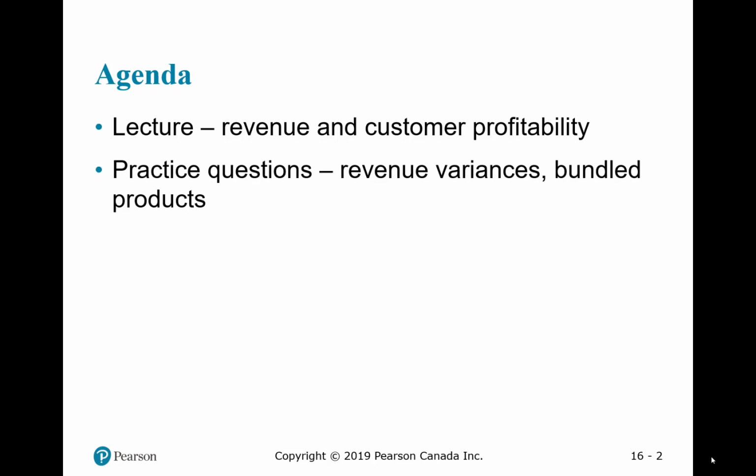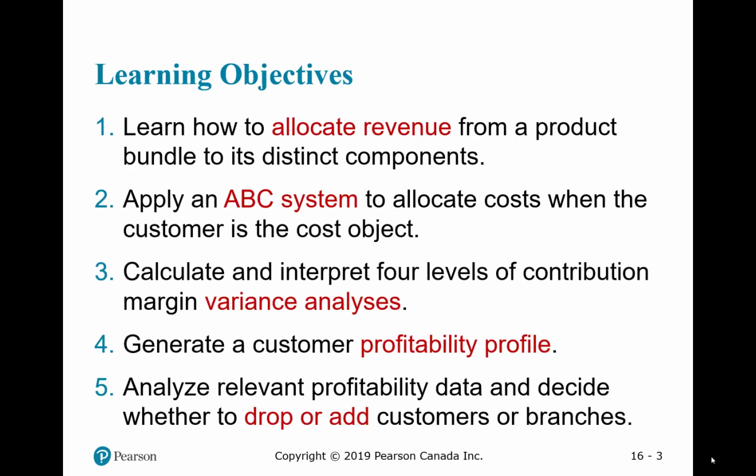What we're going to do is work through the lecture, first on revenue and customer profitability, and then I'll post a separate video looking at some practice questions dealing with revenue variances, bundled products, and so on. In this chapter, you're going to have to learn how to allocate revenue from a product bundle to the distinct components in that bundle.